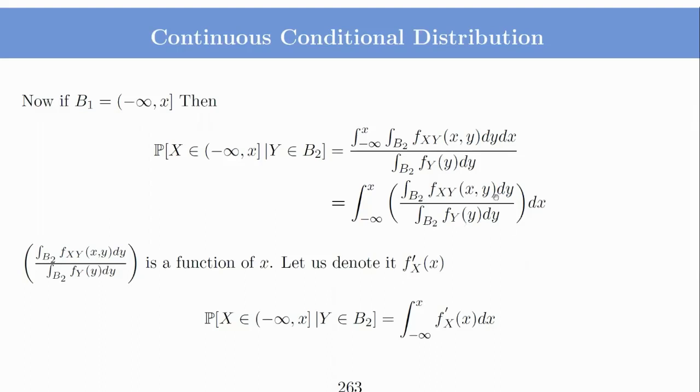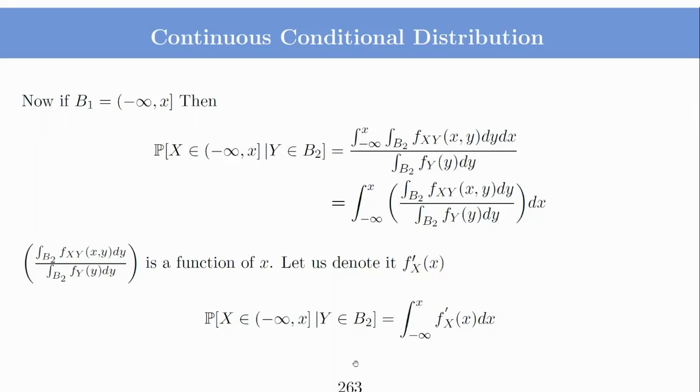Now if you look at this thing, this is a function of x only. You have integrated over y, so this is not a function of y. It is a function of B2, yes, but suppose B2 is fixed. I fixed the conditioning event. So if B2 is fixed, this is no longer a function of y because I have integrated over y, but it is a function of x. If I change the value of x, this will change. So let's denote this function of x as g(x). Then we can say that this is equal to the integration of this function dx from -∞ to x.